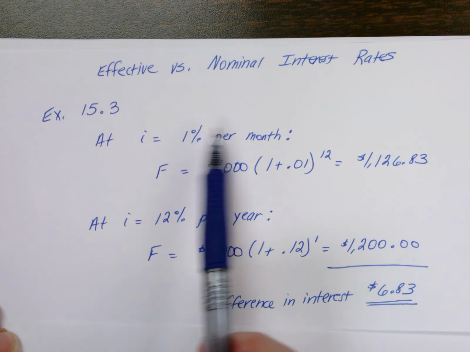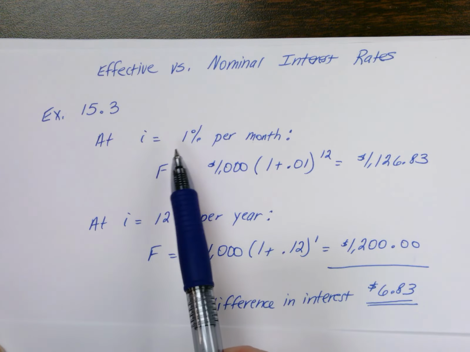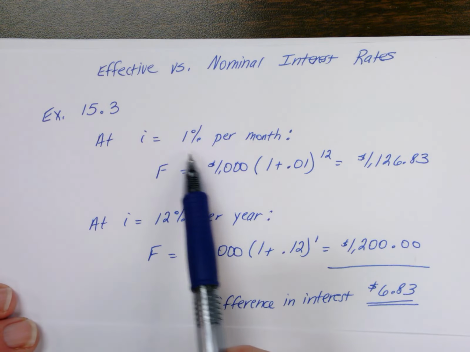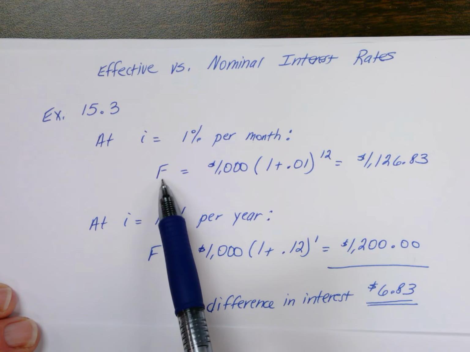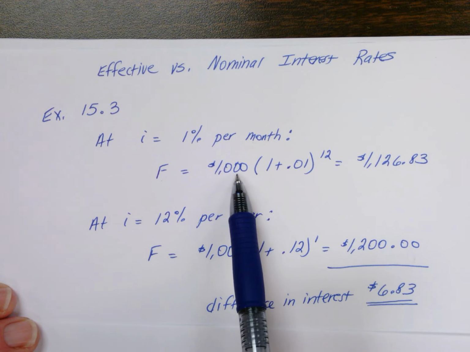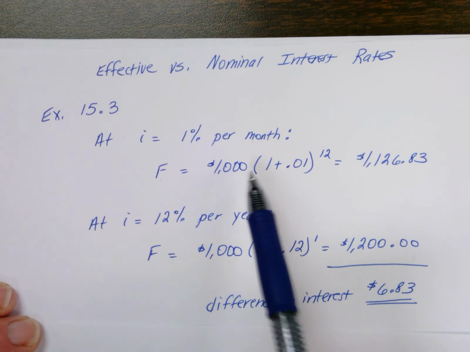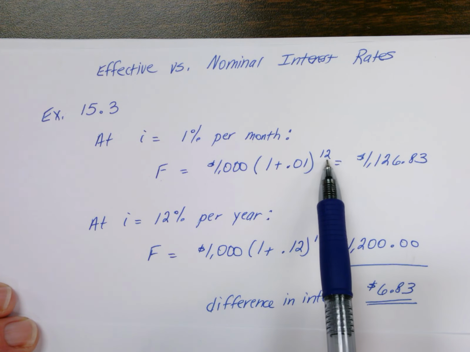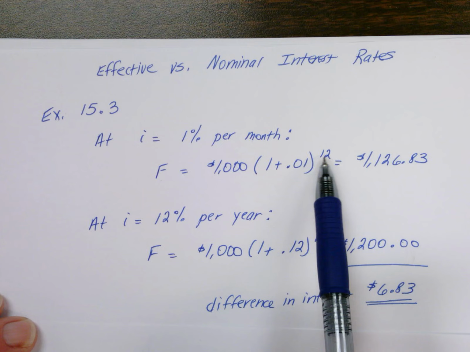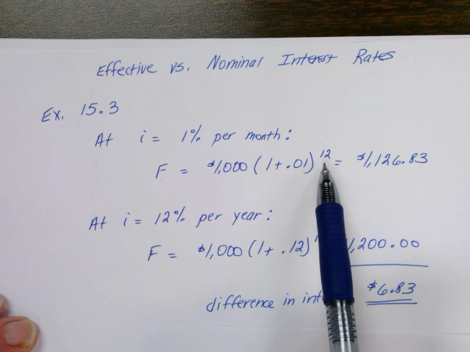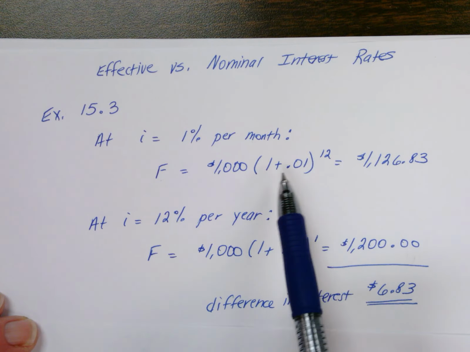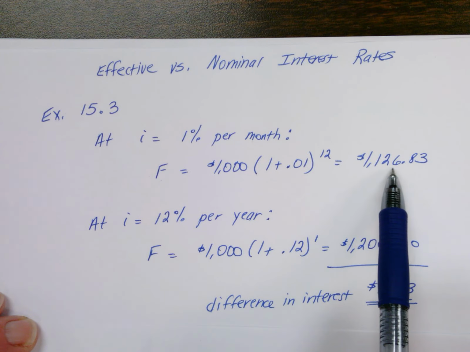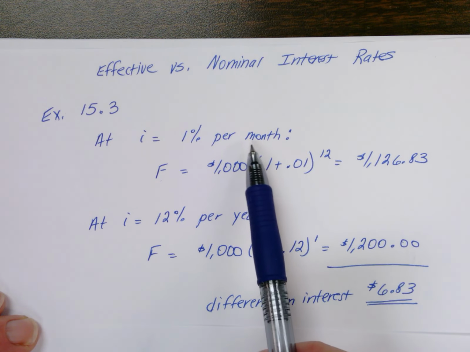So that interest adds back onto the principal, and then that bigger principal continues to earn interest for the next month, and so on. So let's look at the difference that this makes. At 1% per month, our future value of the account is the present value, $1,000 today, times the quantity 1 plus the interest rate per month, taken to the exponent of the number of compounding periods in the year. So here the final balance would be $1,126.83 if that interest is compounded every single month.